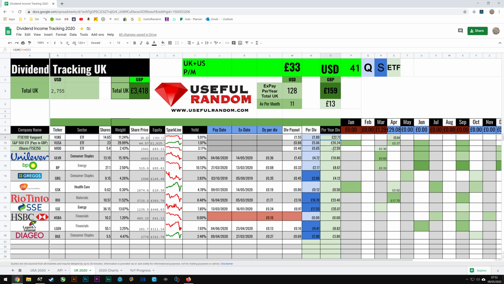The UK sheet all functions in the same way. The only difference is obviously I don't have to take into account that 15% withholding tax. You can see at the top here you've got the USA and the UK per month is worked out from summing the totals of the expected dividends from both the US and the UK and then dividing by 12 to give me a monthly average.